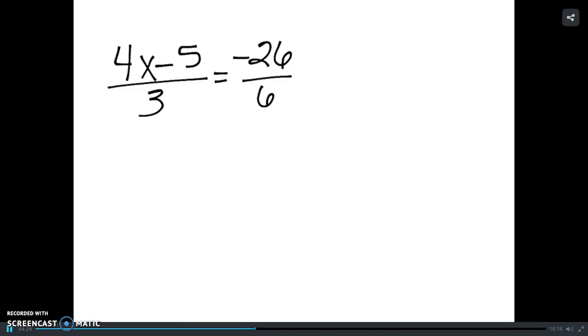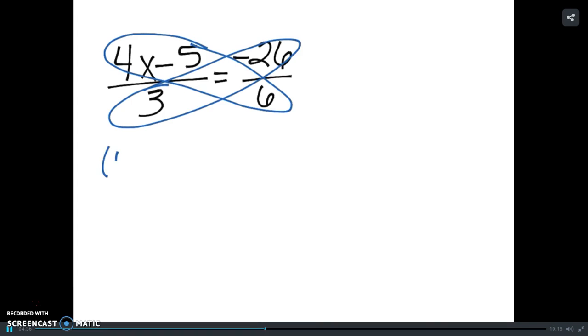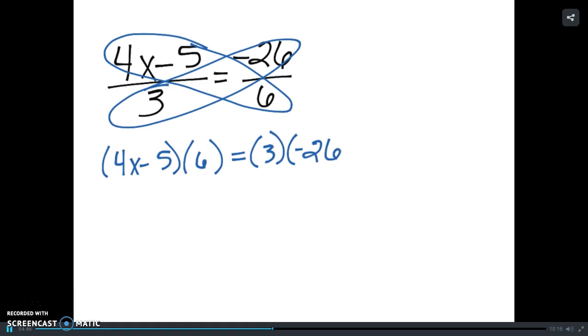Here we have 4x minus 5 over 3 is equal to negative 26 over 6. We're still going to cross multiply. So I get 4x minus 5 times 6, and that's going to be equal to 3 times negative 26. Now notice here, there's no one lone variable all by itself. So we were not able to just multiply and divide straight in our calculator without writing anything down.